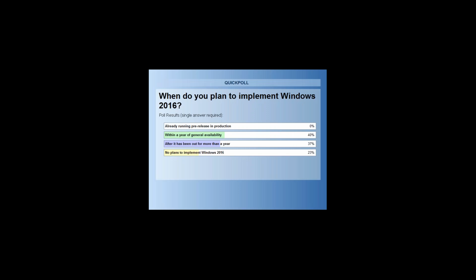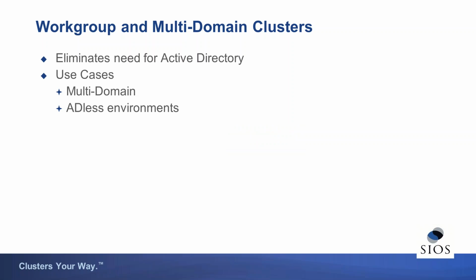So one other feature, and this is an interesting feature. They're essentially going to let you build clusters without a domain. Prior to 2016, one of the requirements to build a cluster was that each cluster node had to be in the same Active Directory domain, and that was table stakes to get into clustering. Now you're going to be able to build a cluster with each node in a workgroup, or even between domains. And so it's going to eliminate the need for Active Directory.